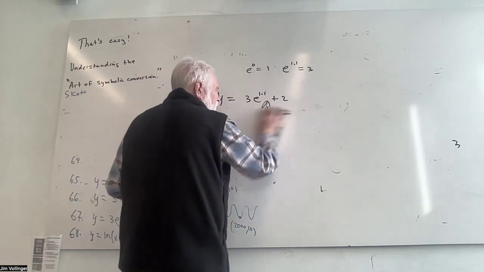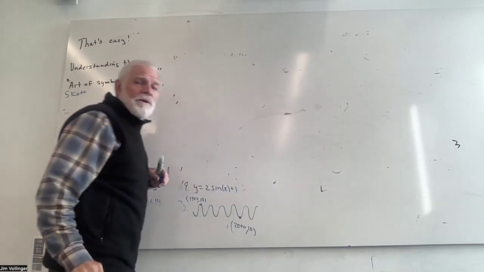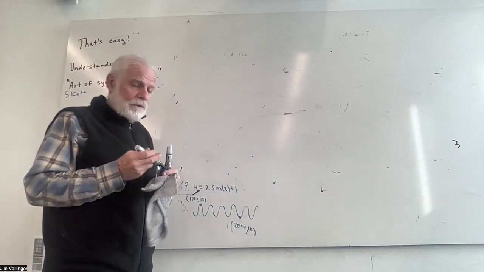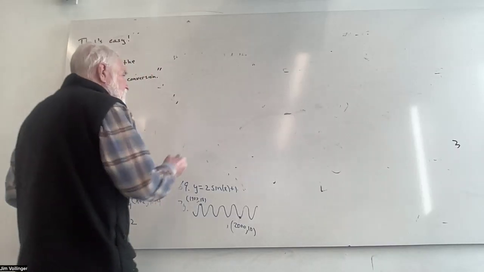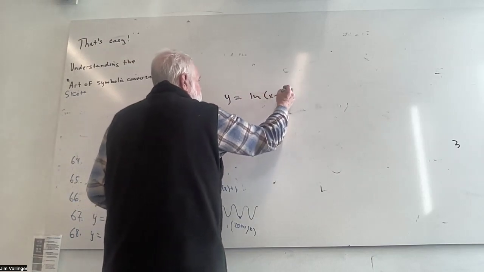All right, just about done. But this is an opportunity to learn the math. Got to put the effort in, got to do the problems. Okay, ln of x minus 6. Y equals the ln of x minus 6.